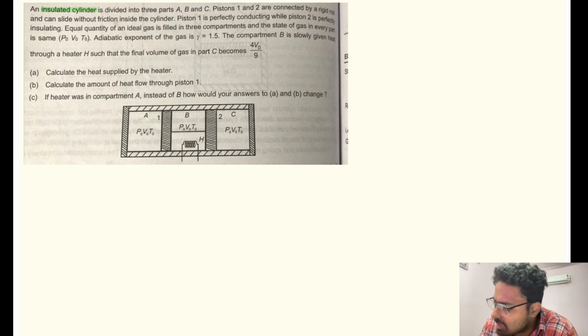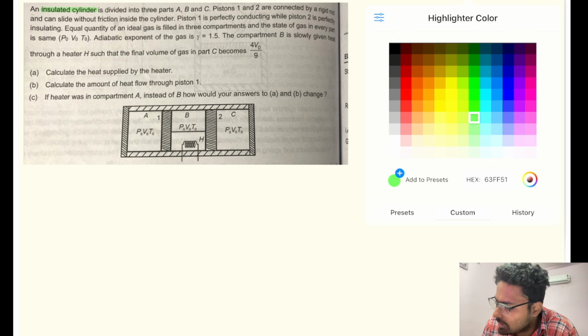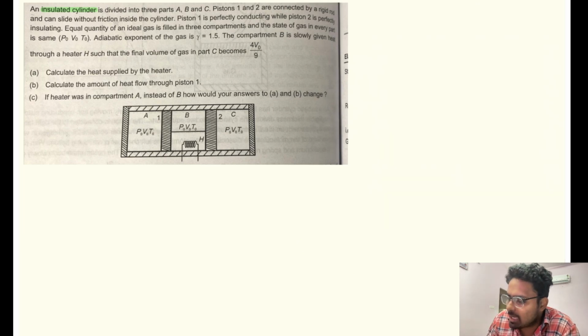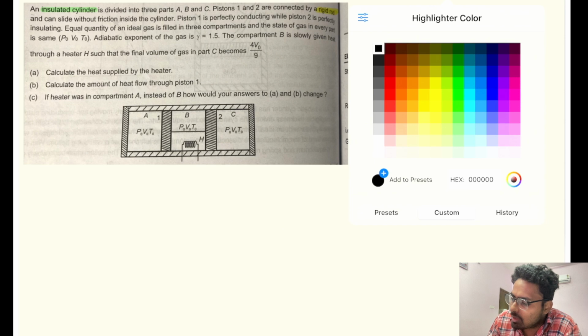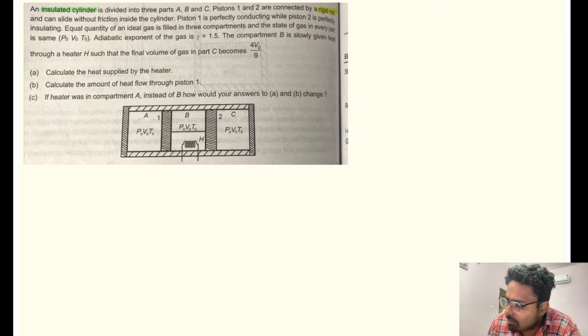Next, it's divided into three compartments A, B, and C. Piston 1 and 2 are connected by a rigid rod. This is very, very important. They can slide without any friction, so no friction is involved. Piston 1 is perfectly conducting, and piston 2 is perfectly insulating.